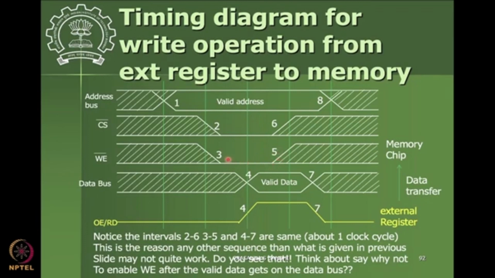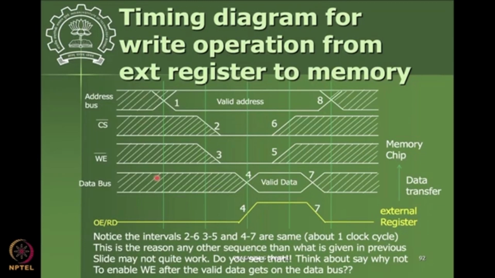Otherwise, if this is still low and some data is changed here, or some invalid data comes in this domain, and this operation is not completed yet, then that data may get stored in that particular address instead of whatever valid data we wanted to store. This is how timing diagrams are typically given, and our ability to read these timing diagrams is important.